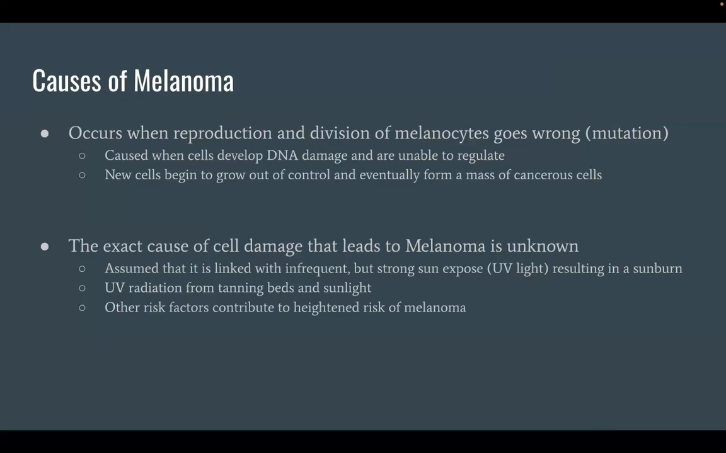The exact cause of cell damage that leads to melanoma is unknown. It is assumed that it's linked with infrequent but strong sun exposures that result in a very drastic sunburn. That's different from other types of skin cancer, such as squamous cell carcinoma and basal cell carcinoma, which are linked with more sun exposure over a longer period of time, not necessarily always leading to sunburn. If you're sitting out in the sun every morning drinking your coffee on the porch, you're more likely to get a basal cell or squamous cell carcinoma, which are superficial forms of skin cancer. Melanoma is a deeper type of skin cancer that has a much higher risk of metastasis.